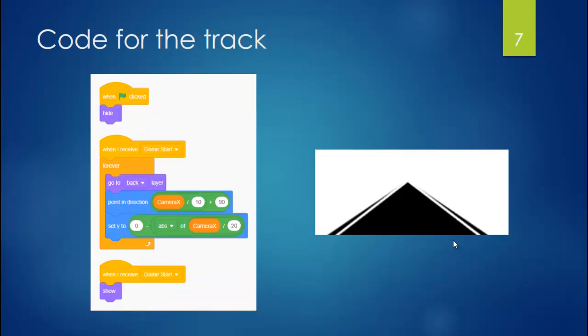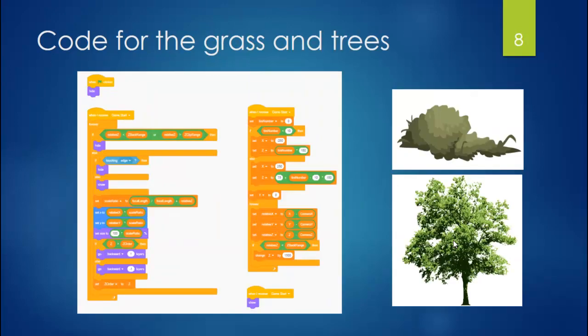The slide here shows the code for the track. From this, we can understand that the track changes its angles as we move sideways. Here we can see the code for the grass and trees which appear on both sides of the track. The code tells us that as we move forward, the sprite becomes bigger and when it is big enough, it disappears. And as we move sideways, it moves accordingly.